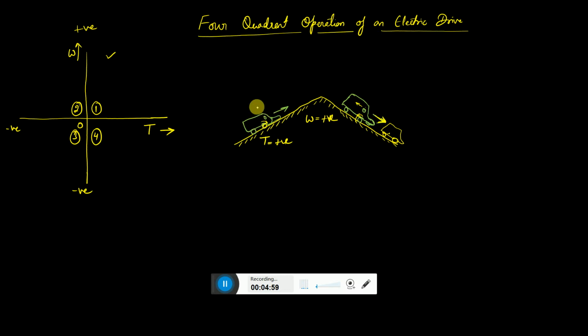This one comes under quadrant number 1, and this comes under quadrant number 2. That means here the speed is positive in quadrant number 1 and 2. But in quadrant number 1 you are going uphill, and in quadrant number 2 you are going downhill. So here the torque is negative. Here you can say it is forward motoring.